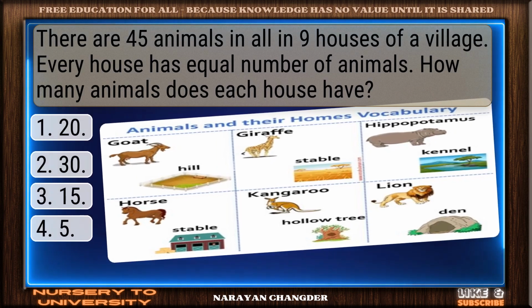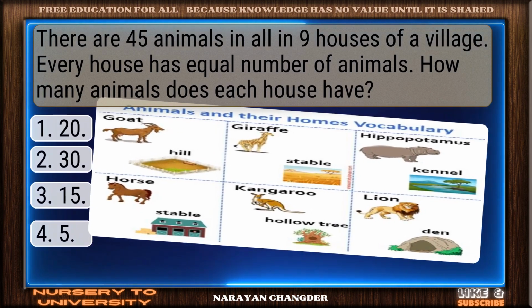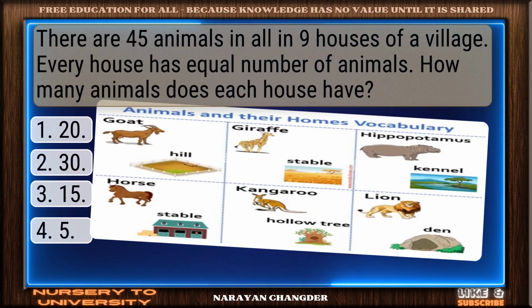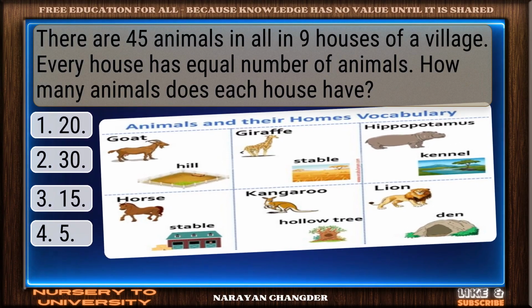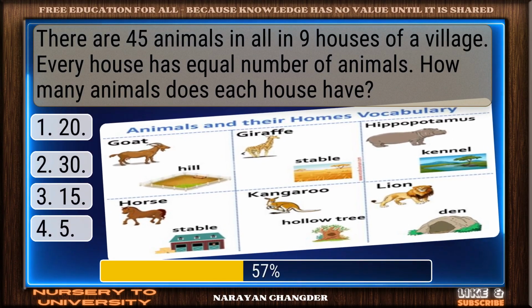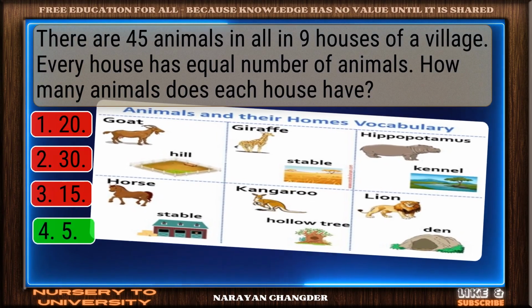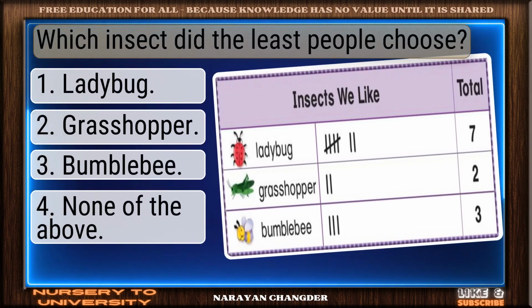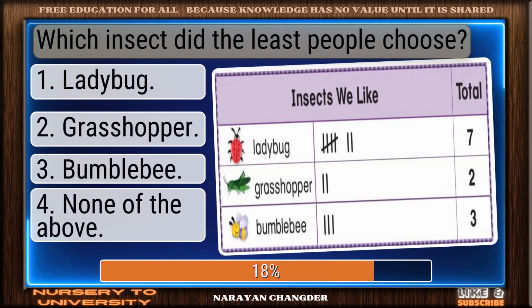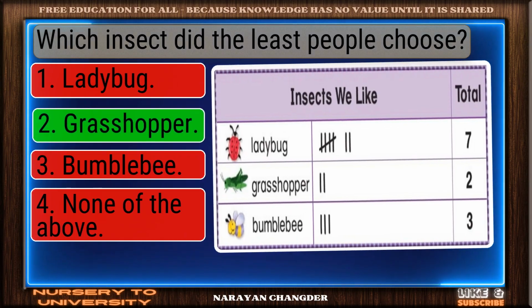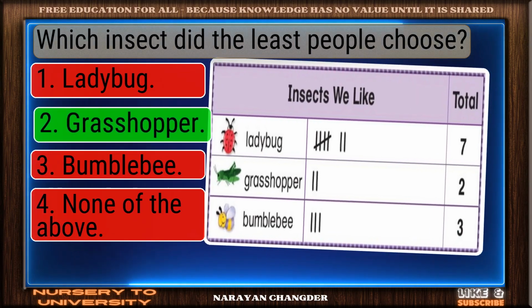There are 45 animals in all in 9 houses of a village. Every house has an equal number of animals. How many animals does each house have? Nice selection. 5 is the correct and valid answer. Which insect did the least people choose? You got it. Your choice grasshopper is right.